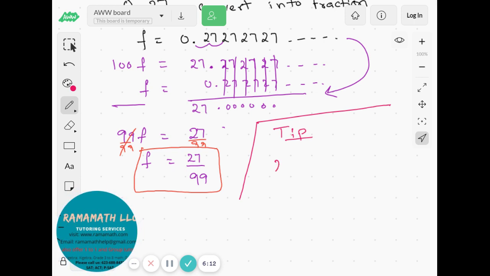If you see that's 27 repeating, right? 0.27 is repeating. Watch this carefully. What do I write? First step, whatever the number you have, write it down on top on the numerator, 27.